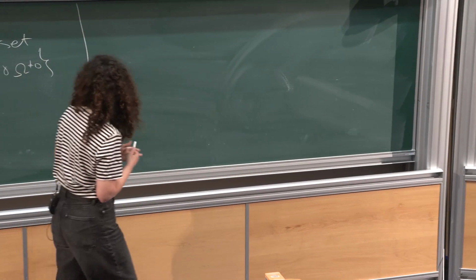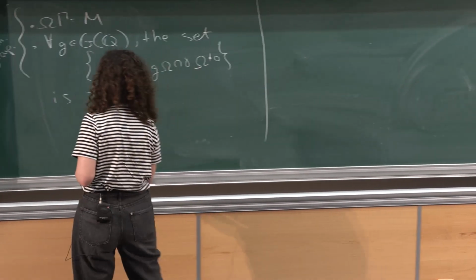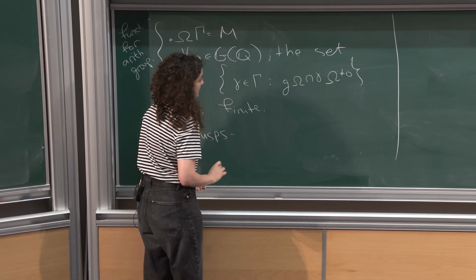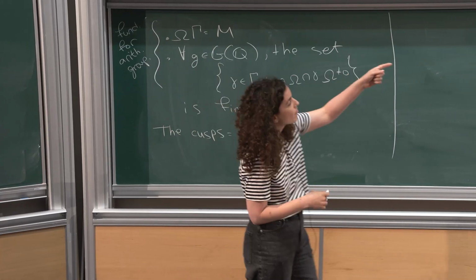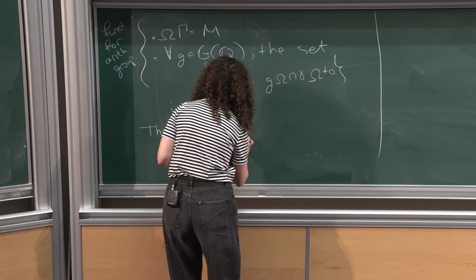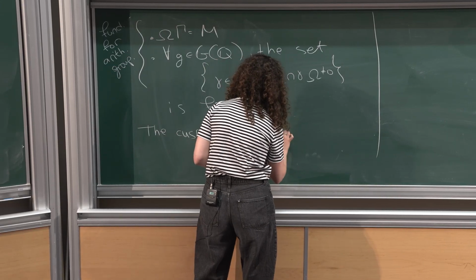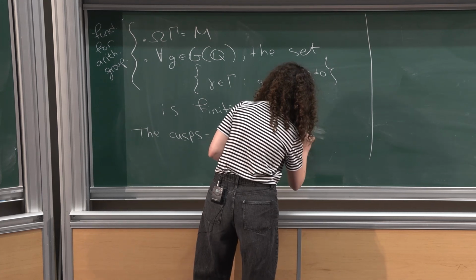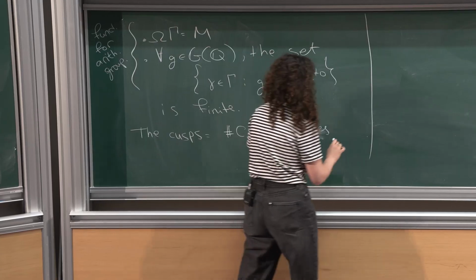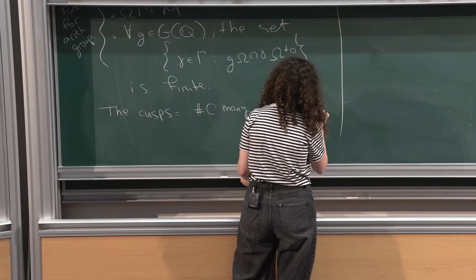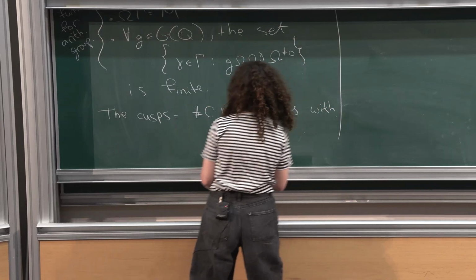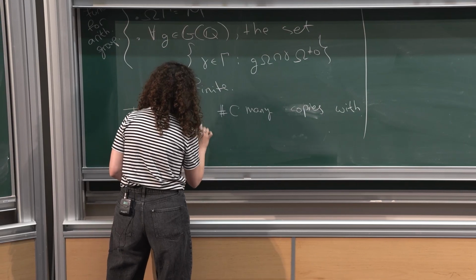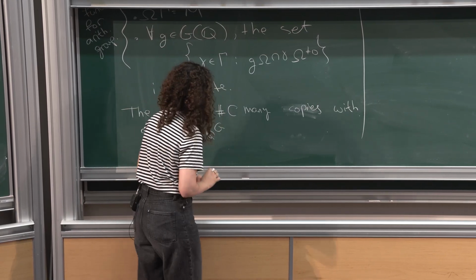Okay, so one thing we can learn from that is that the way the cusps look like is exactly this number of elements in C many copies, with dimension that is equal to the Q rank of G.